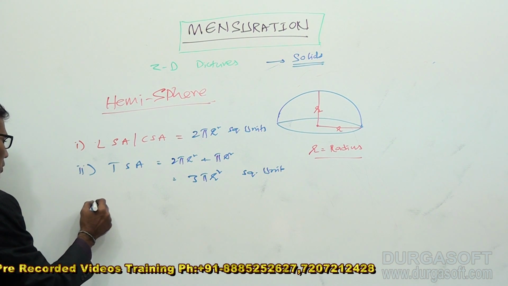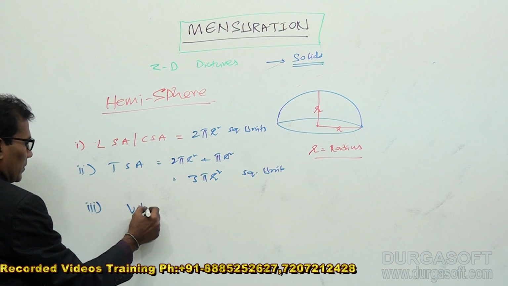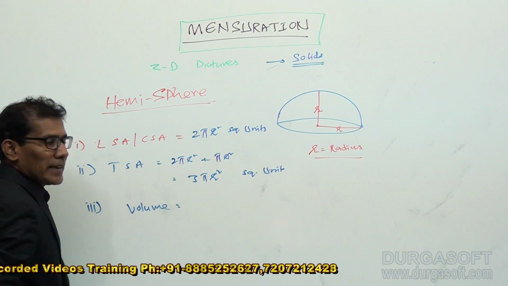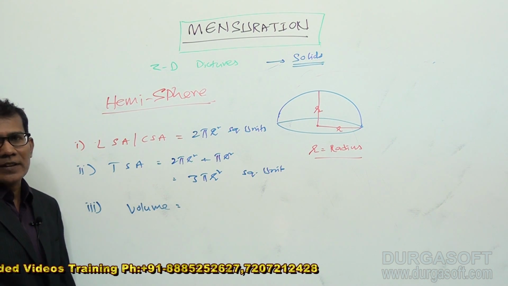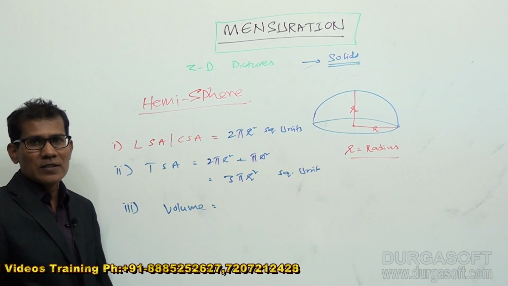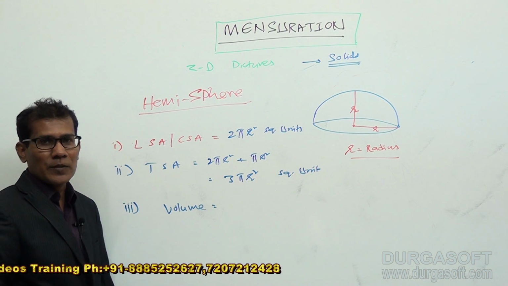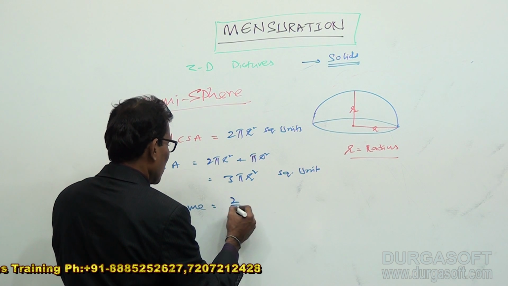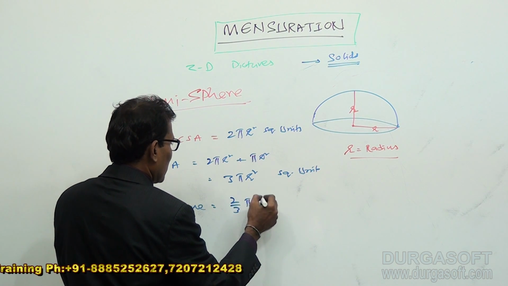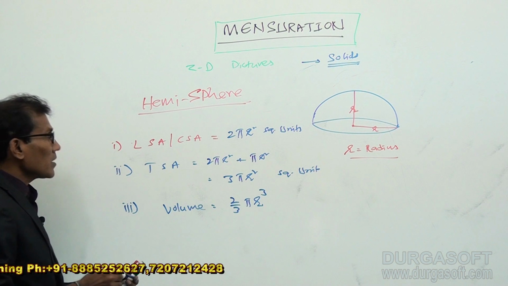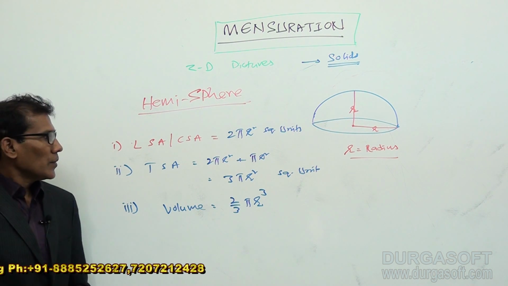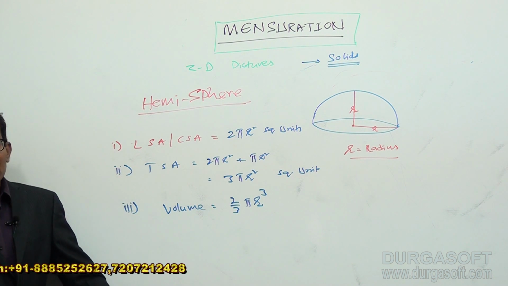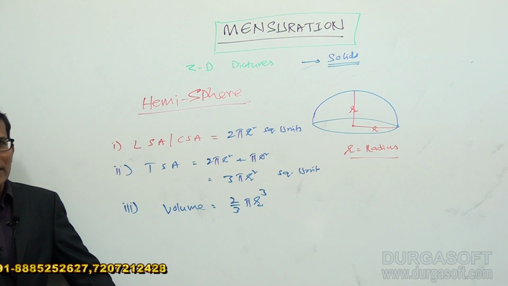And the volume, exactly half of the volume of the sphere. As we know, volume of the sphere is 4 by 3 pi r cube. Half of that is going to be 2 by 3 pi r cube. This is about the hemisphere. So we have seen all the properties and the dimensions, measures of 2D and 3D. Based on this, we are going to solve few problems.